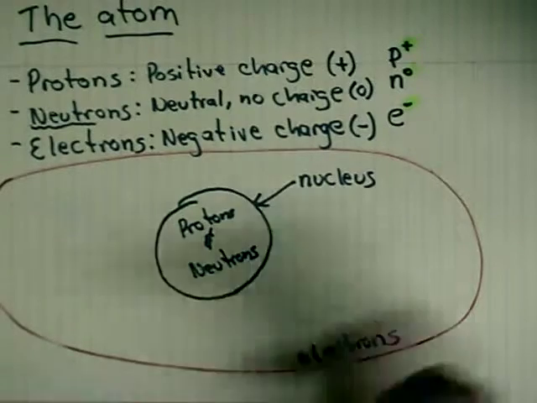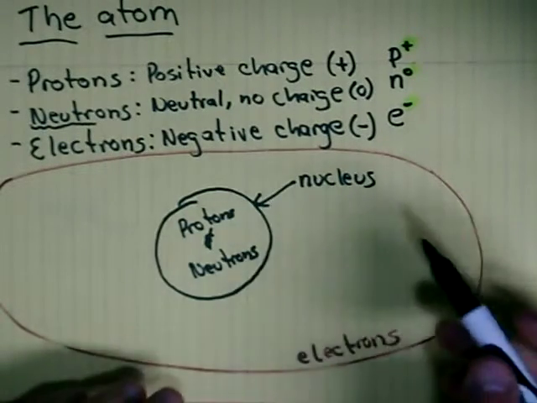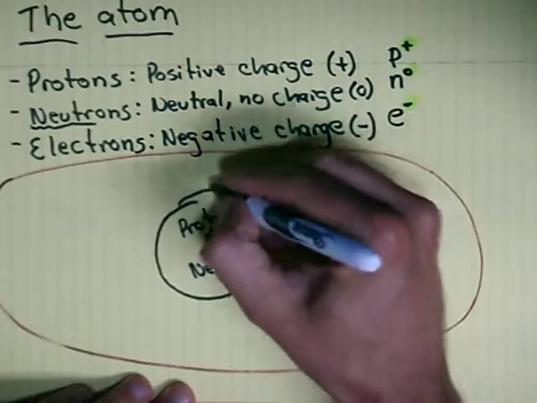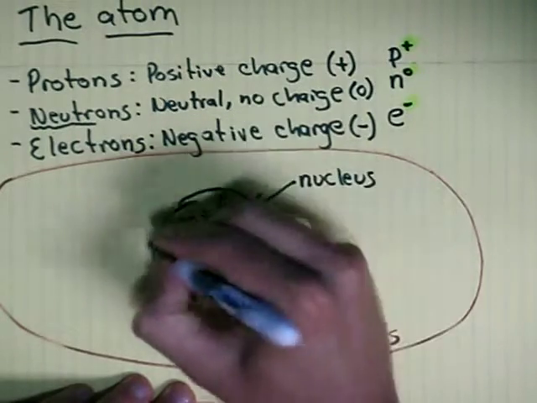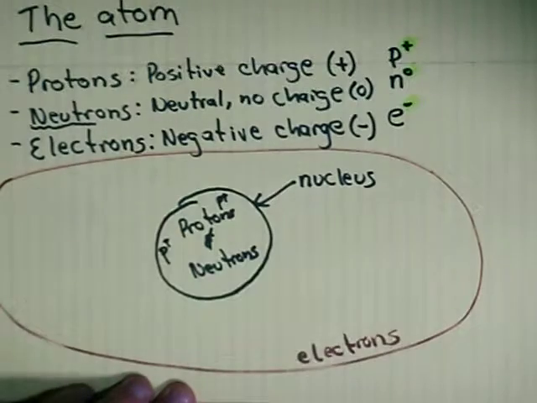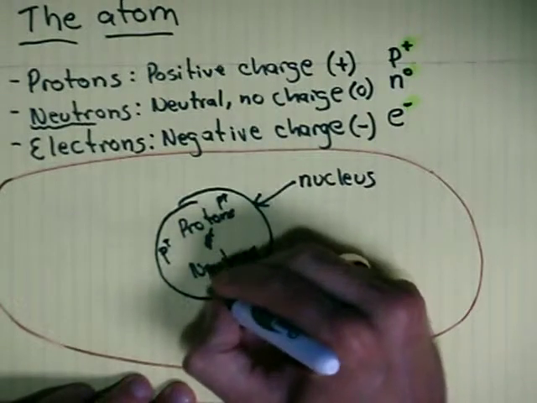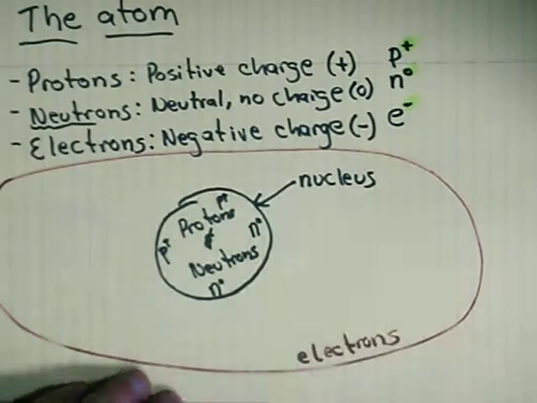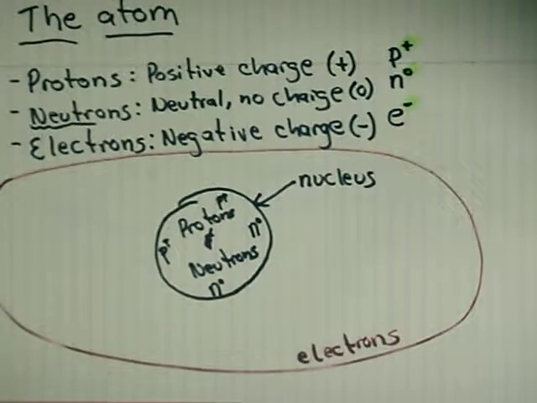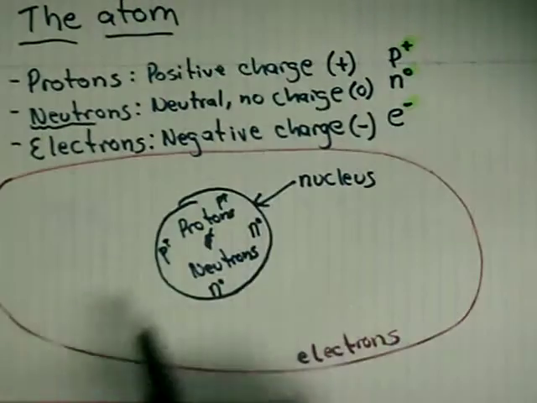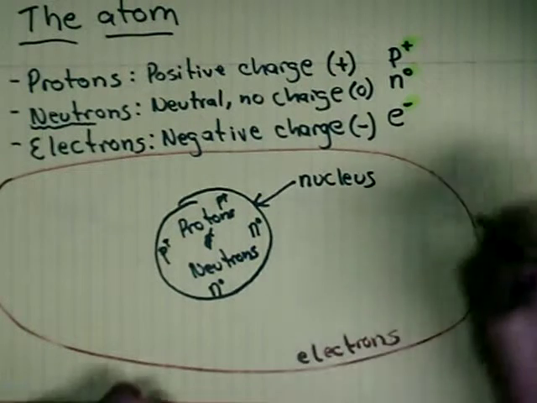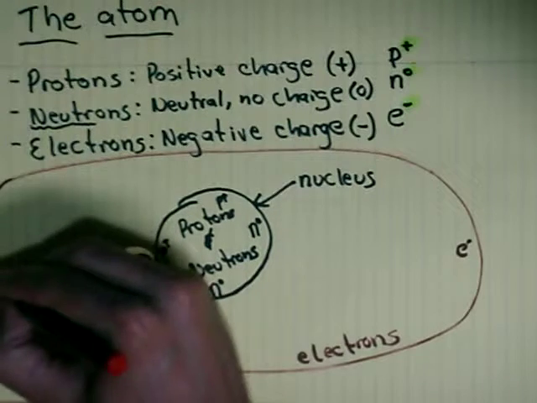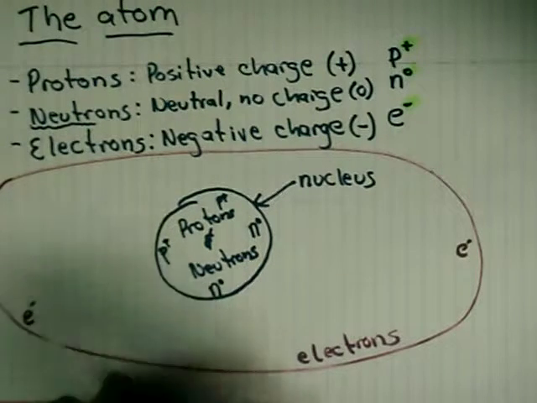But just to summarize real quick, for any atom, in the nucleus is where you're going to find the protons, P+, and neutrons, N0. And then out circling around it will be the electrons, E negative.